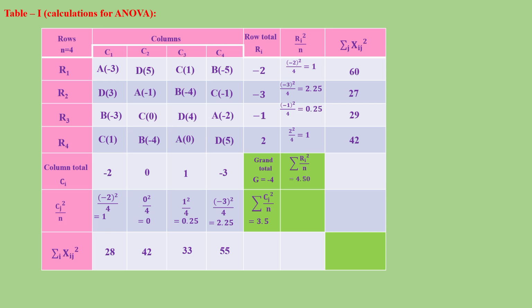Add the sums of squares either from the row side or the column side, both should be equal, so you will get the sum of squares, double summation xij square, that is equal to SS, that is equal to 158. Next, the correction factor G square by n, that is minus 4 square by 16, that is equal to 1. Next, table 2 for letters, treatments.